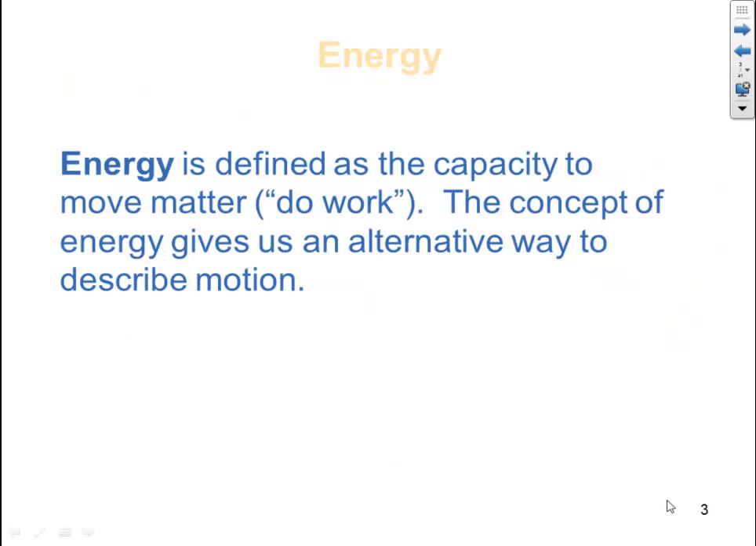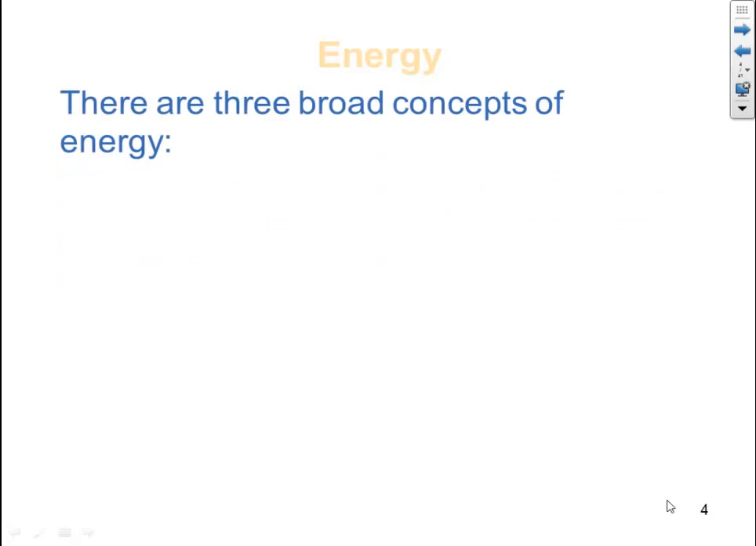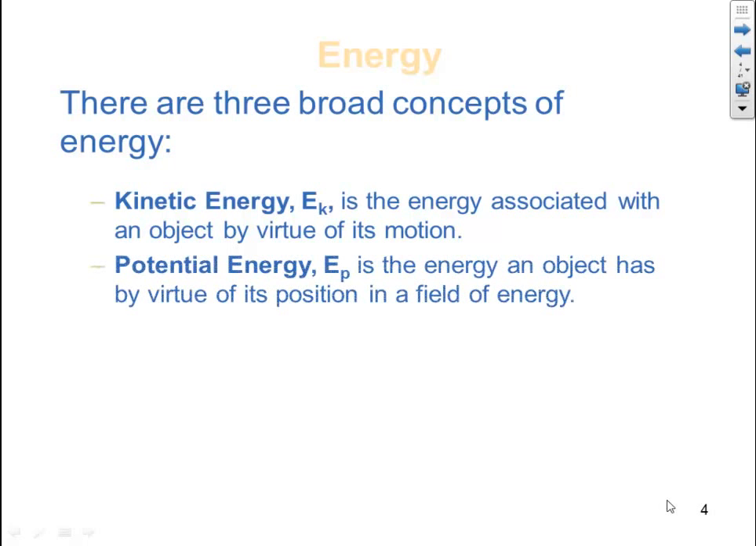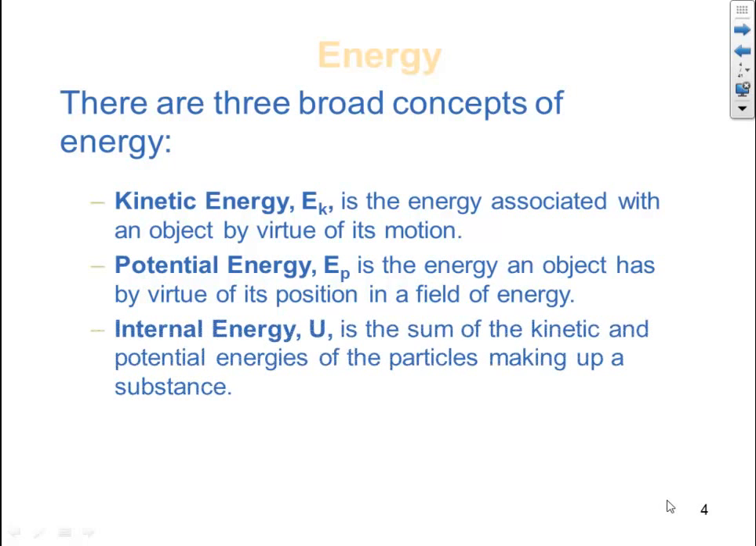Energy is defined as the capacity to move matter, to do work. The concept of energy gives us an alternative way to describe motion. There are three broad concepts of energy. First, kinetic energy is the energy associated with an object by virtue of its motion. Potential energy is the energy of an object by virtue of its position in the field of energy. And internal energy, using the symbol U, is the sum of the kinetic and potential energy of the particles making up the substance.